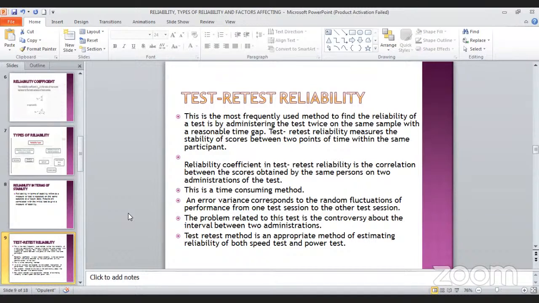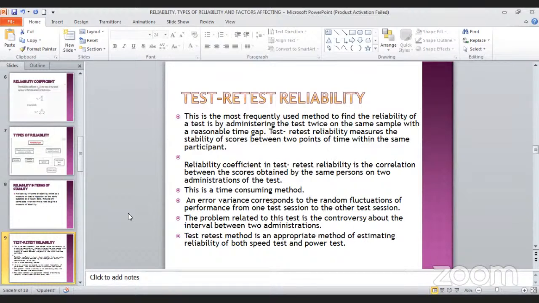This is a time-consuming method, and error variance corresponds to the random fluctuations of performance from one test session to the other test session. The problem related to this test is the controversy about the interval between the two administrations. And the test-retest method is an appropriate method of estimating reliability of both speed test and power test.